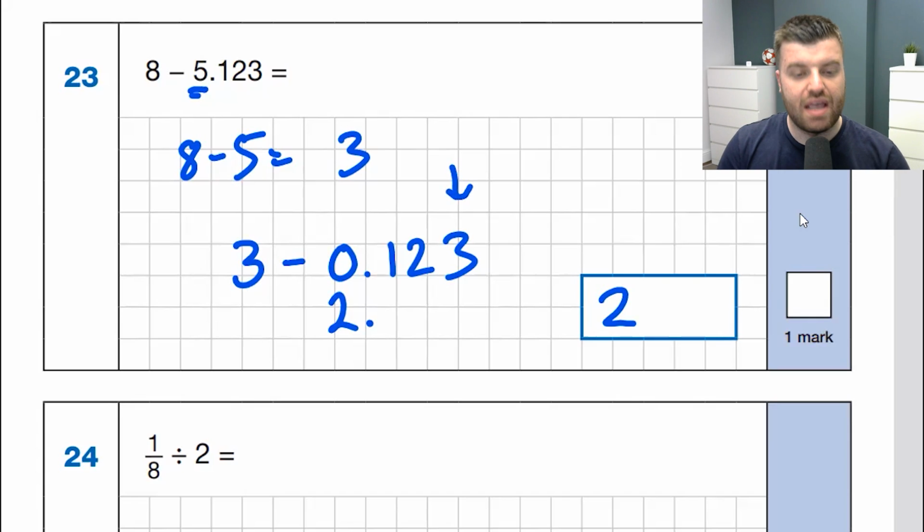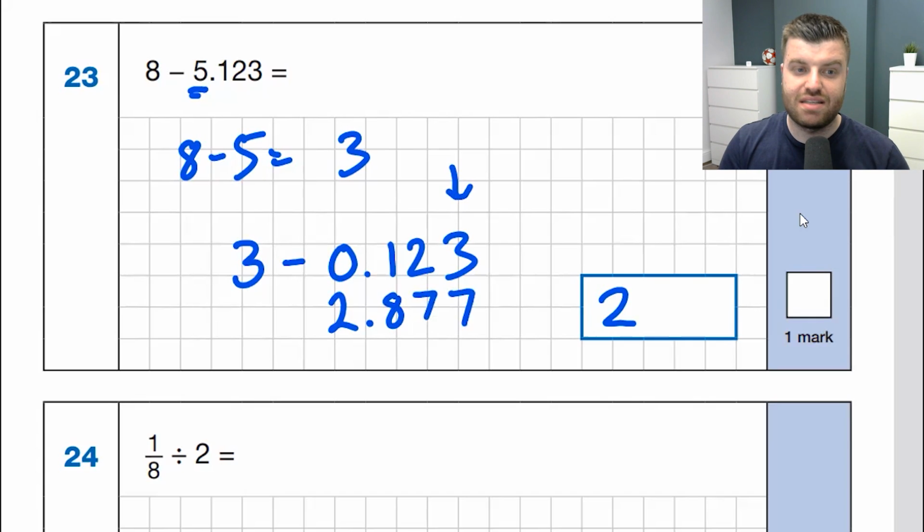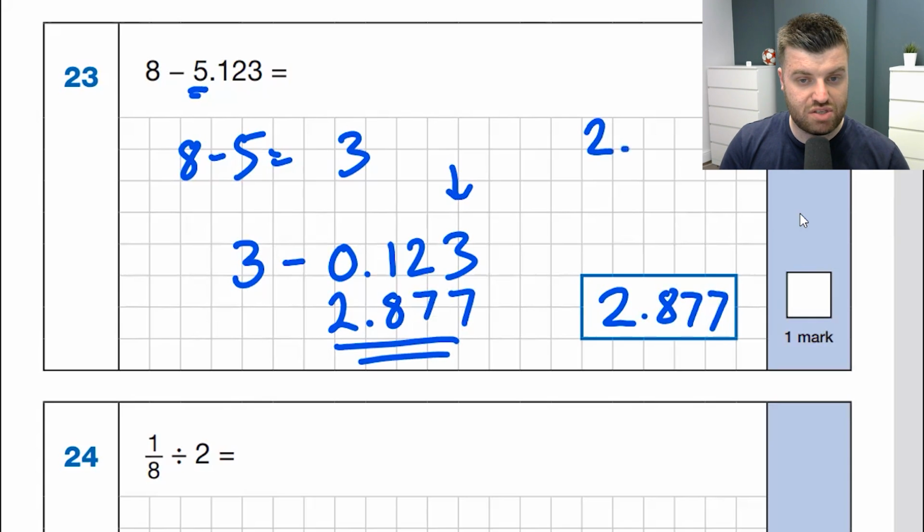So let me show you what I mean. 1 plus 8 is 9. So we have 9/10. 2 plus 7 is 9. So we have 9/100. And when we get to the end, here's when we want it to tip over and make 10. So 3 plus 7 is 10. So the answer to this question is 2.877.